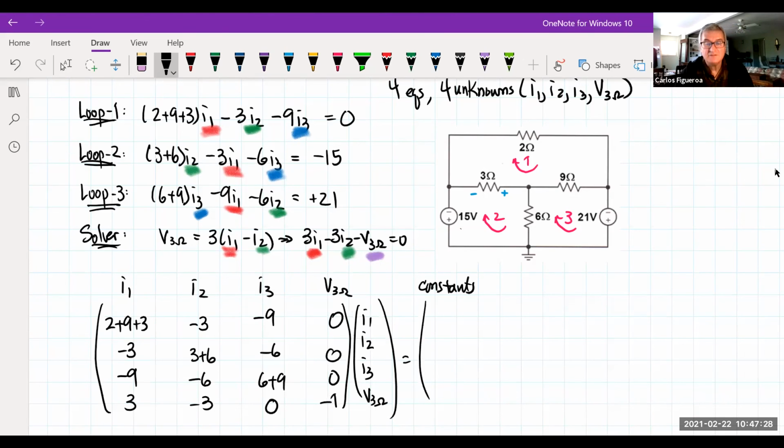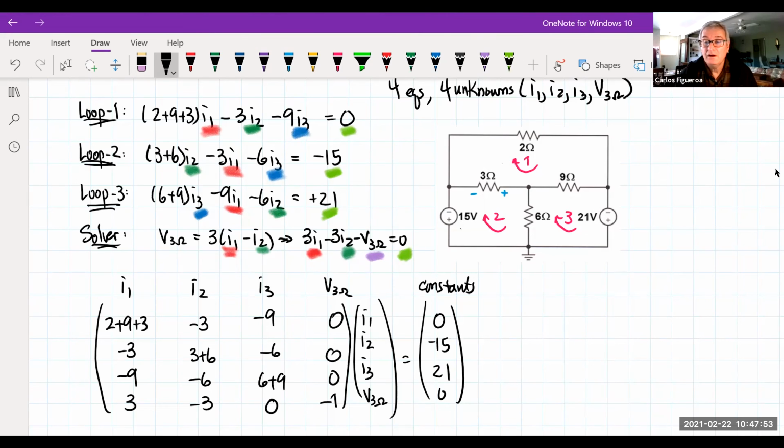Now let's look at my constants. When I look at my constants, you can see that I got 0, this, and that. So then I'm just going to write them in. I'm going to go 0, minus 15, 21, 0. I now have set up my matrix equation here.